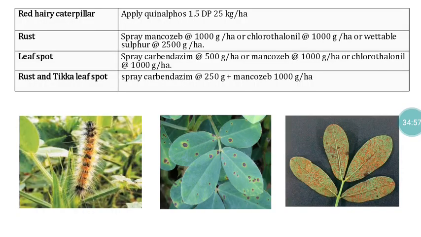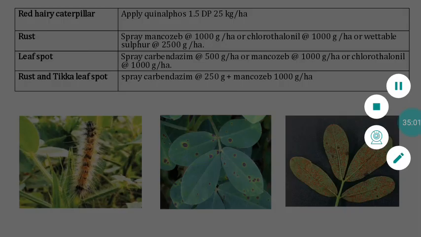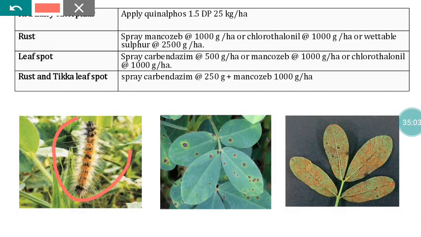With reference to pests of groundnut, the red hairy caterpillar is a major pest. It causes serious problems, severe yield reduction as far as groundnut is concerned. To control these pests, a lot of cultural practices are there. Other than that, by applying quinalphos, we can control that pest. So many cultural things are there. You will study in detail in your entomology course.